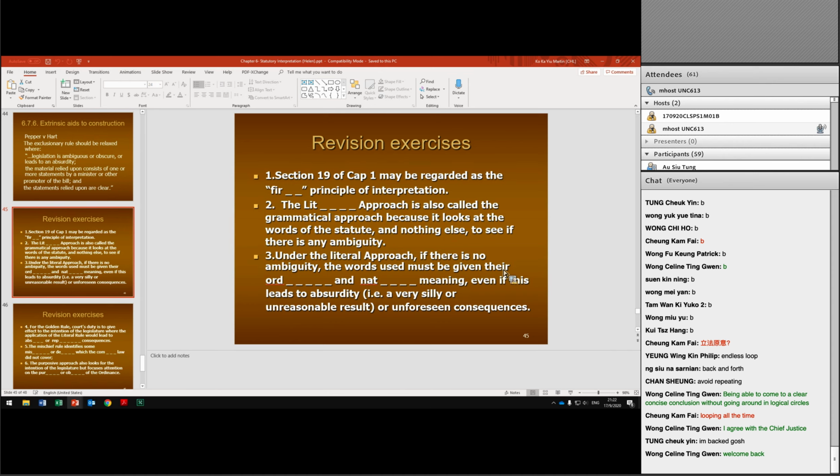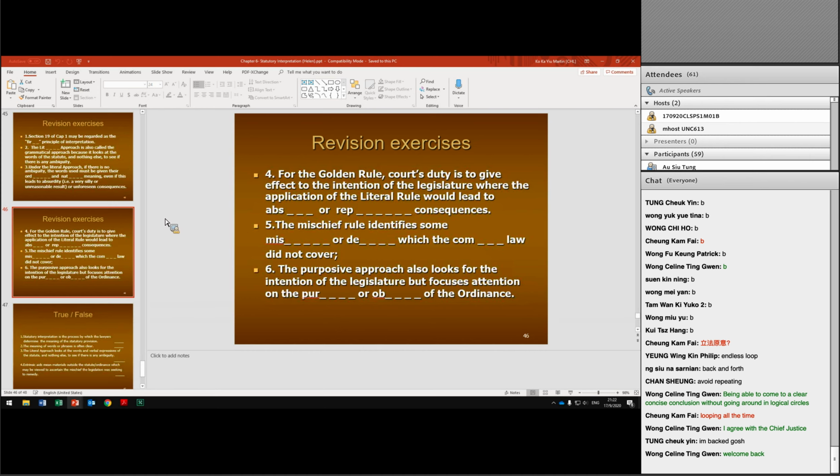Number 3, under the literal approach, if there's no ambiguity, the words used must be given the ordinary and natural meaning. So we cannot use some unusual meaning, even if this leads to absurdity, even if the result may be quite unreasonable, or there may be some unforeseen consequence. Number 4, for the golden rule, the court's duty is to give effect to the intention of the legislature, where the application of the literal rule will lead to absurd or repugnant consequence. It means something very ridiculous.